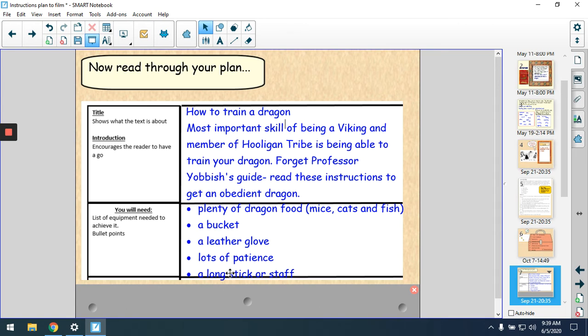Obviously when you come to write your instructions, and if you've missed something out, well, then you can include it when you're writing your instructions up. So for the moment, these are just your key ideas of the things you'll need.